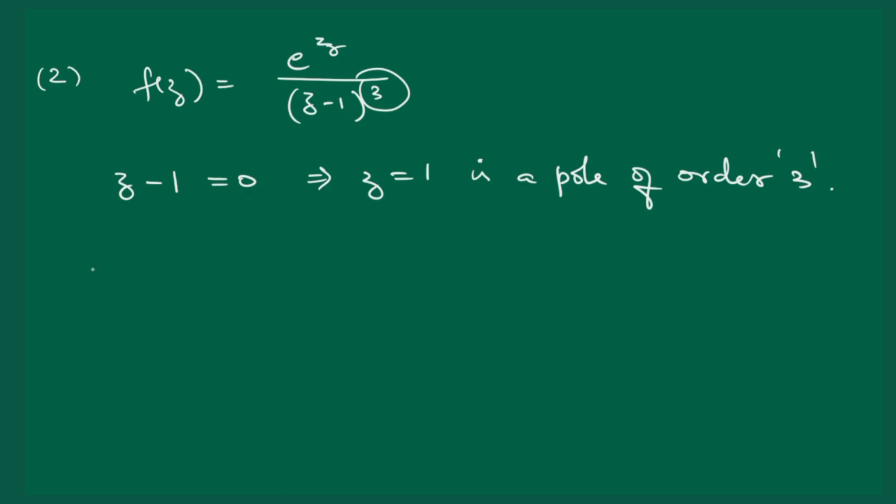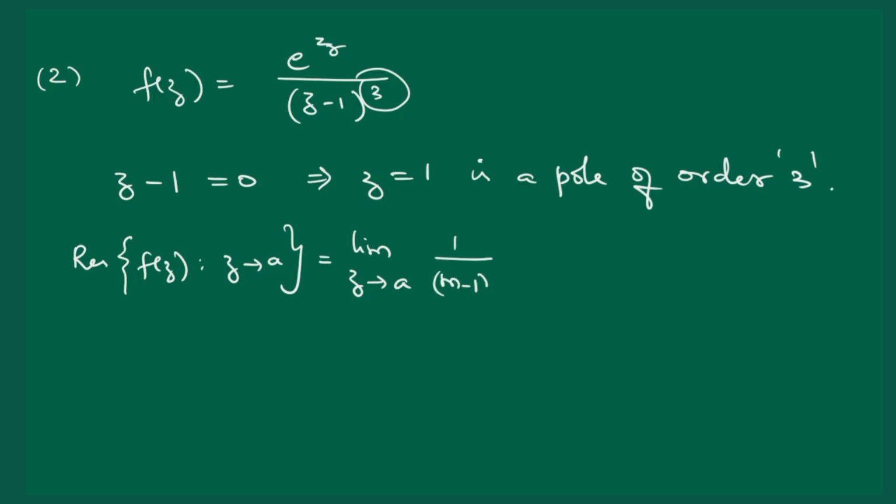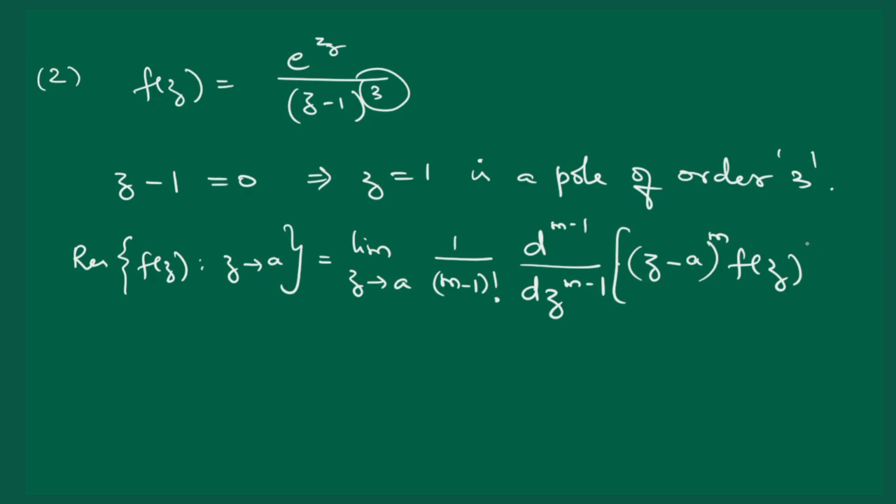So now we have to remember the formula to calculate the residue of f of z at z equal to a, if it is of order m. If it is a pole of order m, then the formula is limit z tends to a, 1 by (m minus 1) factorial, d power m minus 1 by dz power m minus 1, of (z minus a) whole to the power m into f of z. So this is what we have to remember. So this is the formula for a pole of order m.